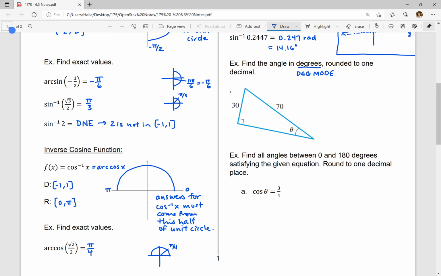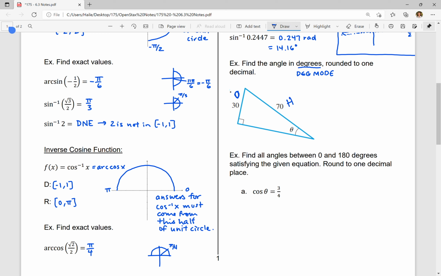and then let's figure out how to relate everything in this triangle. The first thing you might notice is that the two sides we're given, we can label as either the opposite, the hypotenuse, or the adjacent side. So let's do that. We have 30 across from this angle theta, so it's going to be the opposite side, and 70 is the hypotenuse.